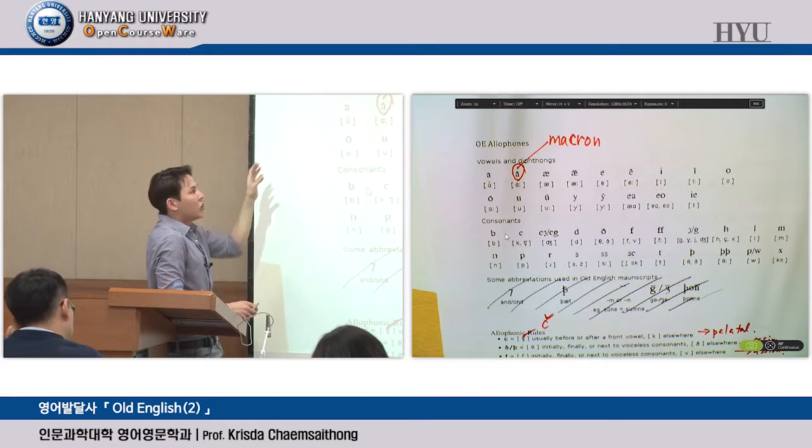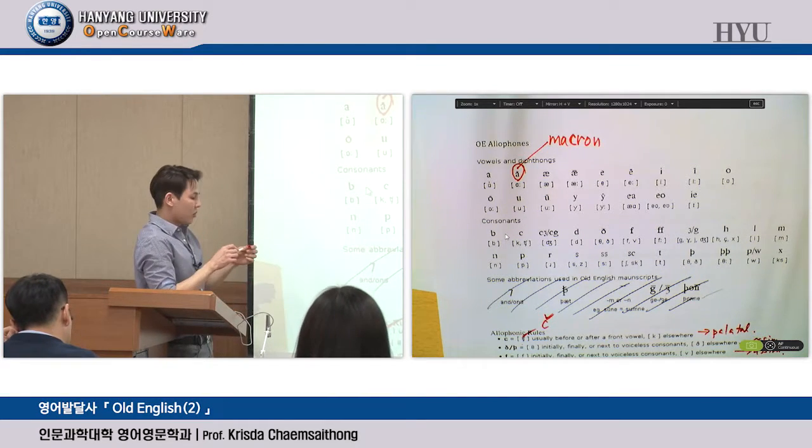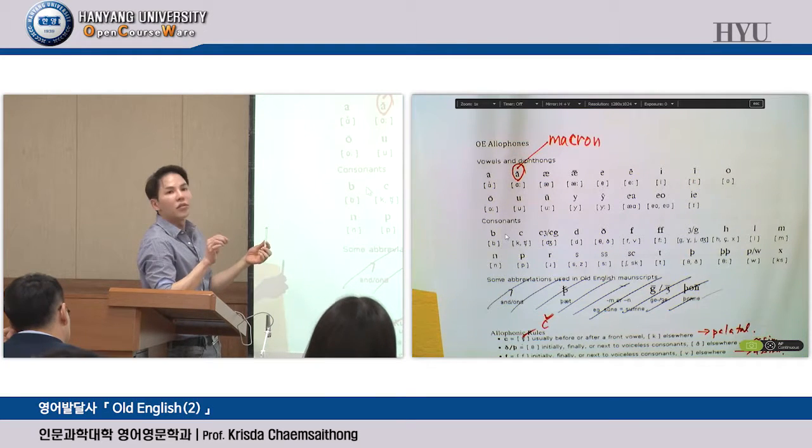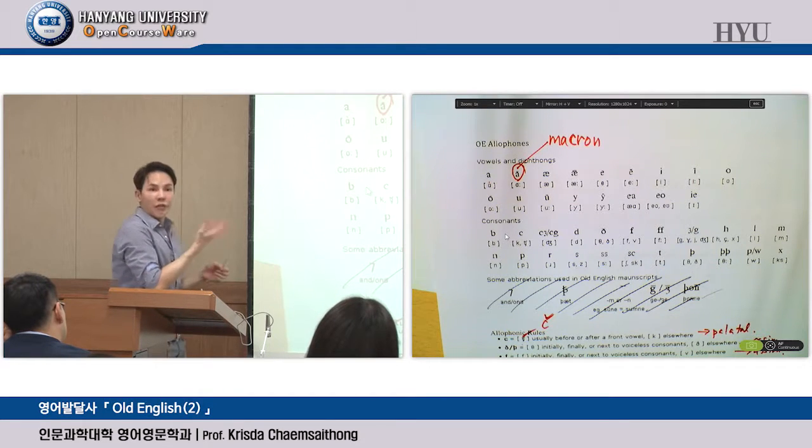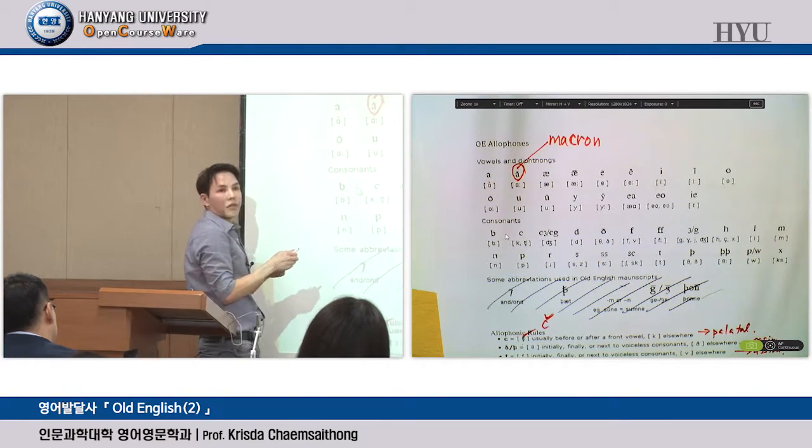And scribes used that macron, okay? Scribes wrote a macron on long vowels in Old English because there is a meaning difference between long and short vowels. So they are phonemes, right? Because there's a meaning difference.